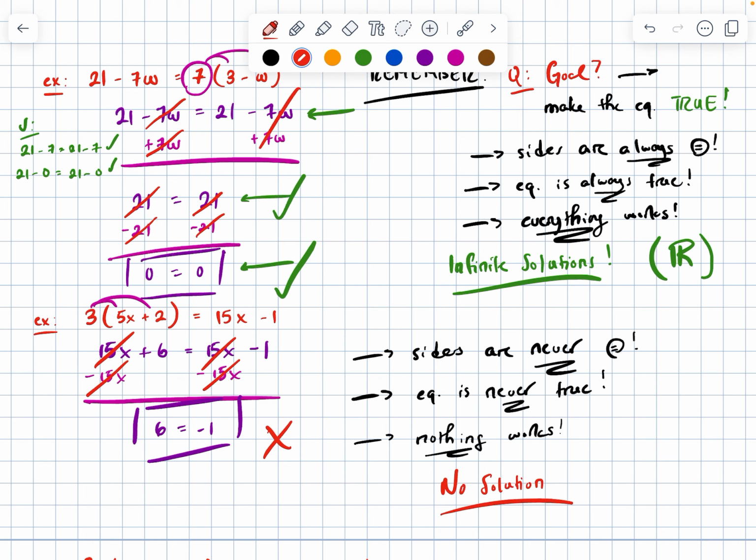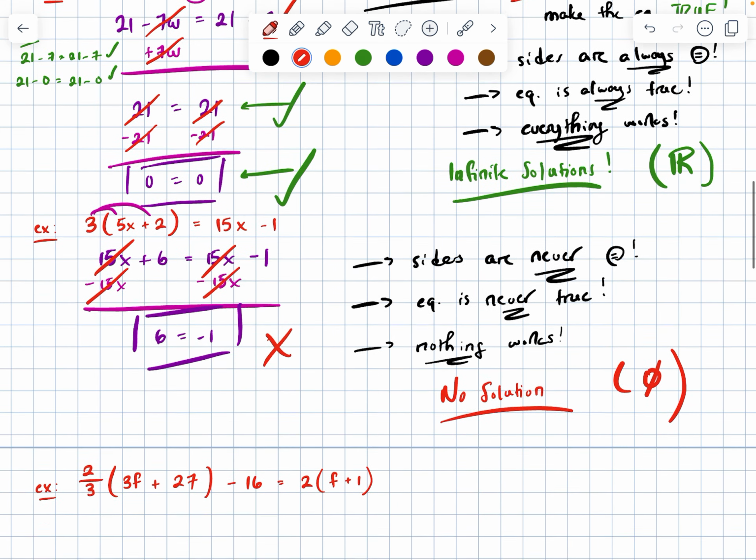And just like the set of all real numbers is a shorthand for infinite solutions, no solutions is represented also by a set. The set that we use here, it looks like a 0 with a slash through it. It's called the empty set. So the empty set, that 0 with a slash through it, is the set that contains nothing. Okay, so you've got your idea here. Some equations can have one solution, and in rare cases, there can be infinitely many solutions, or in fact, no solutions. Everything and nothing could make the equation true.